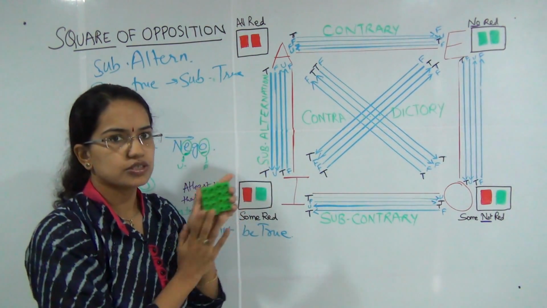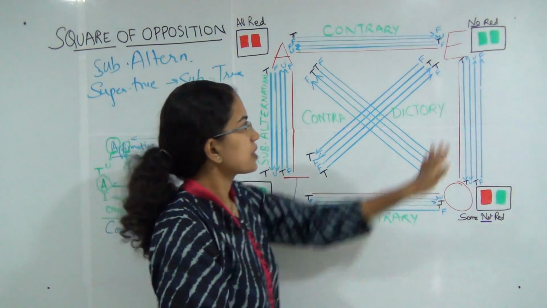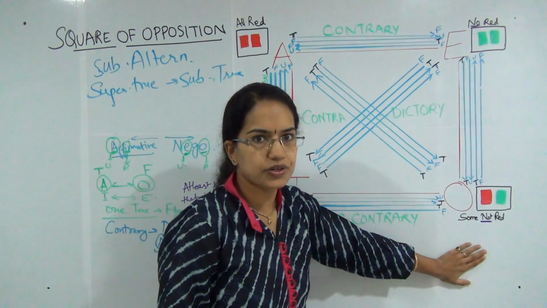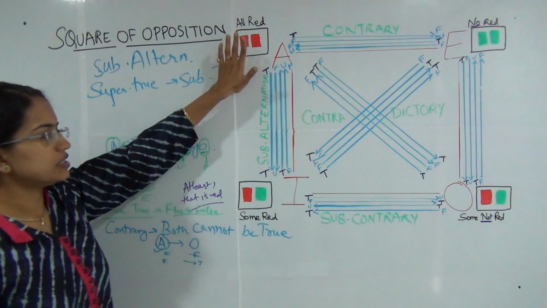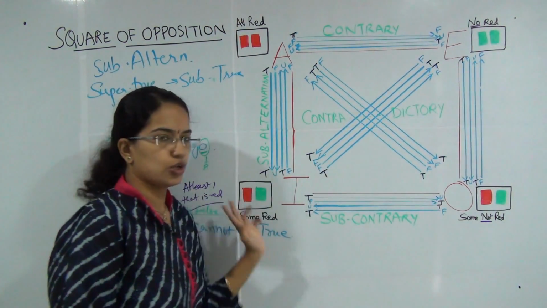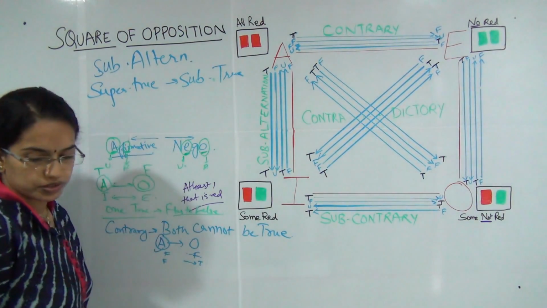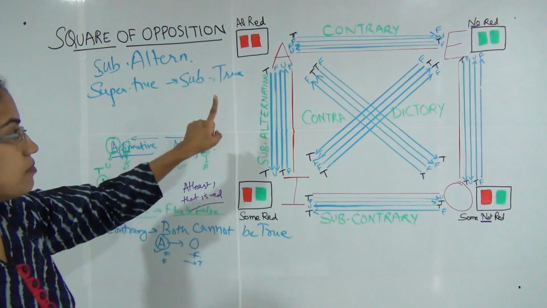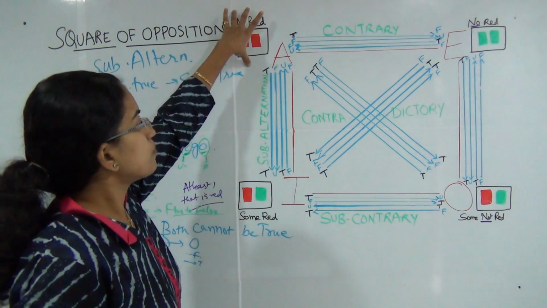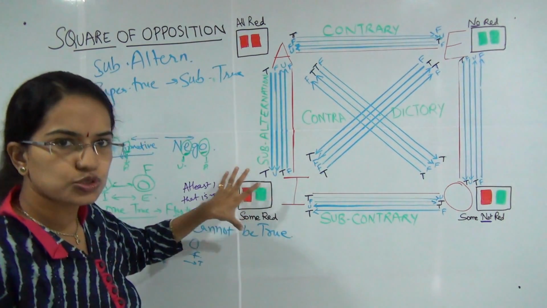That is obvious because you have only green blocks here. So if this is true, this has to be true. But if this is false, nothing can be said about the lower ones, or the particular ones. They can be true, they can be false. So the first important thing in subaltern is if super is true, sub has to be true.